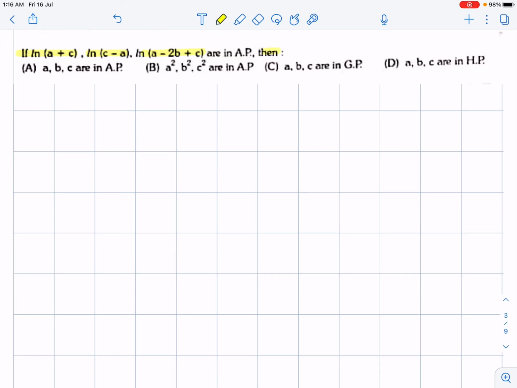So guys, if they are in AP, we know one thing: if we take the log of terms written in GP, we will get an AP. That means, or we may write directly by this property, that a + c, c - a and a - 2b + c are in GP.